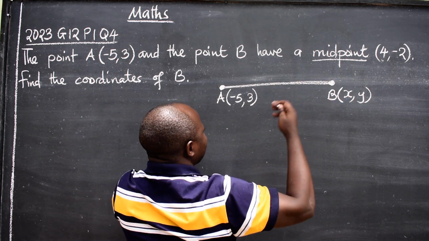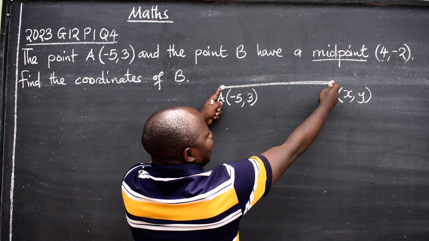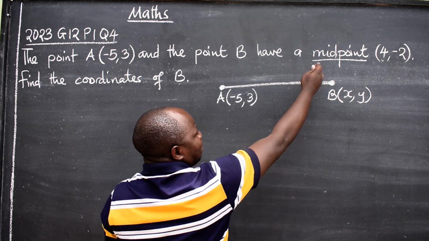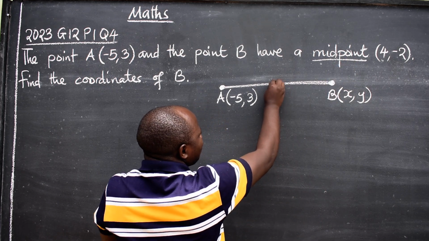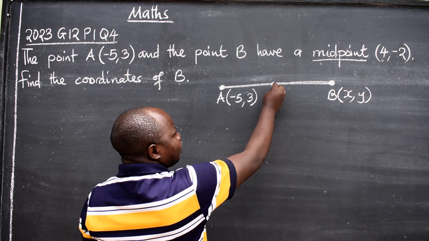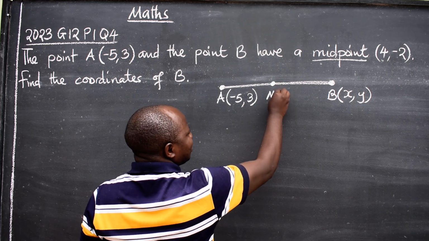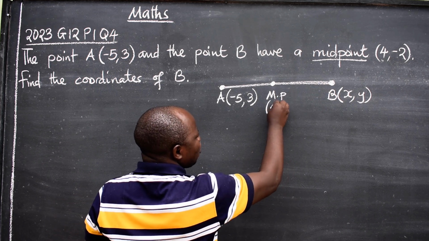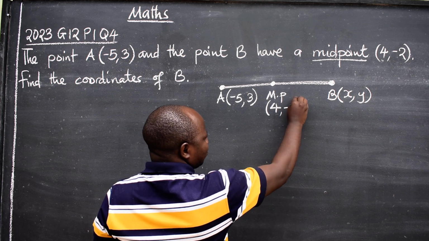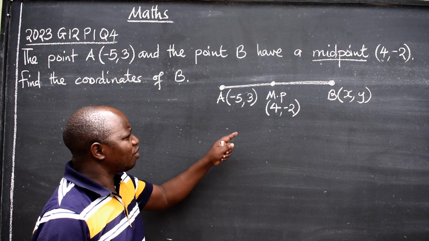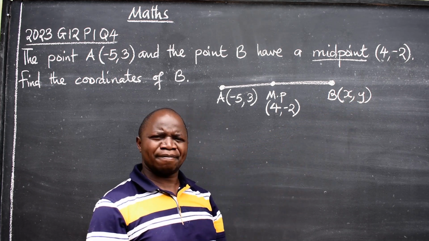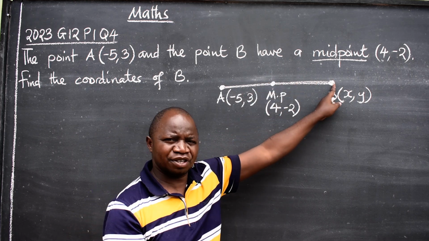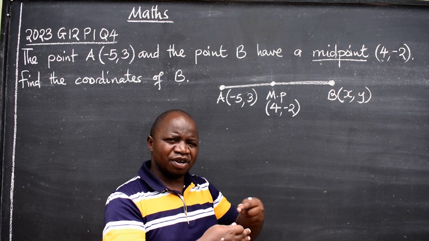So when they say midpoint, they are saying now, if this line is 10 units, therefore the midpoint will be exactly halfway between the 2 points, which will be here. So this is the midpoint, which we have been given to say it is 4, -2. I see. So now they want us to find what coordinates will be here. So when they say midpoint, it means exactly halfway between the 2 points. I hope you're getting sense.